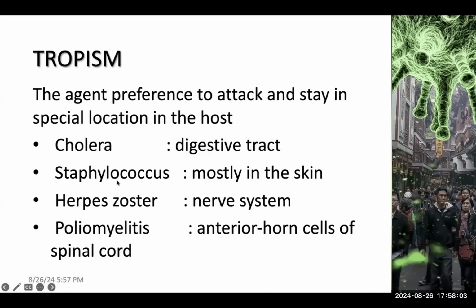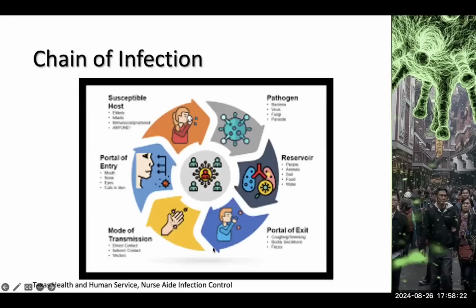Tropism is the agent's preference to attack and stay in a special location in the host. Like cholera will opt to stay in the digestive tract. Staphylococcus will mostly be found in the skin. Herpes zoster will be found in the nervous system. And polio will be found in the anterior horn cells of the spinal cord.